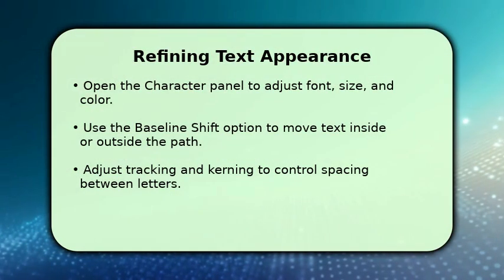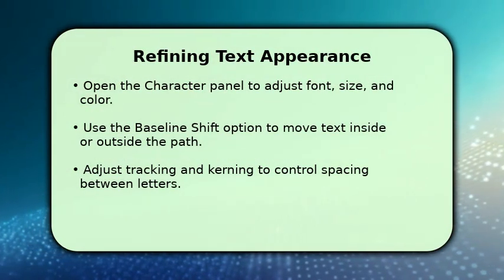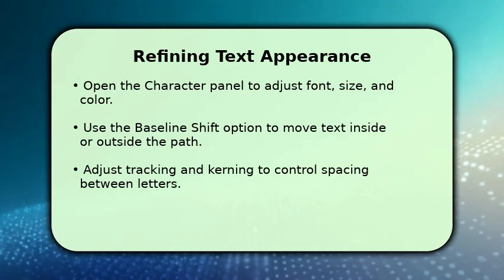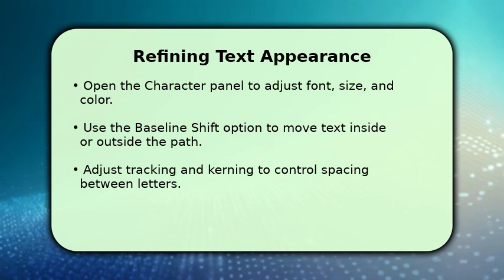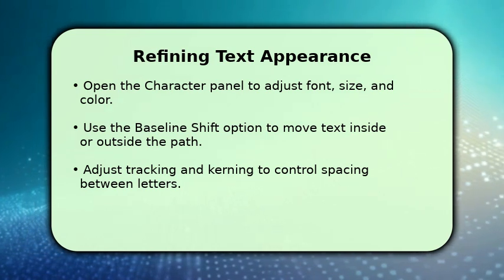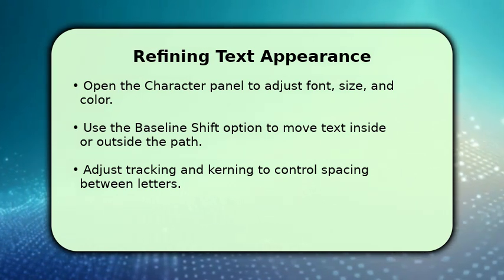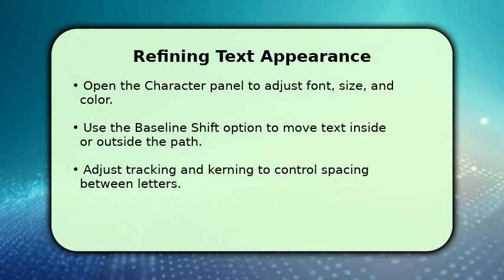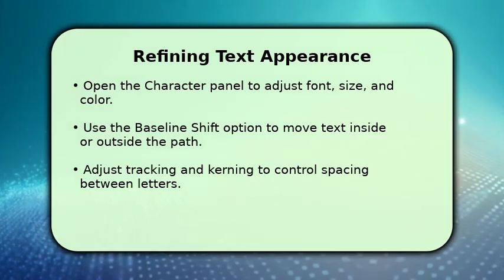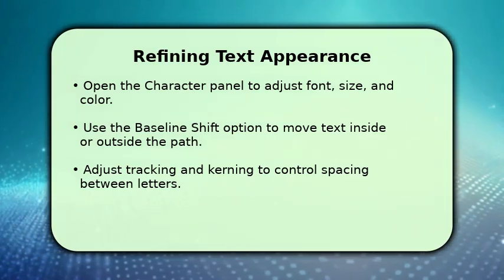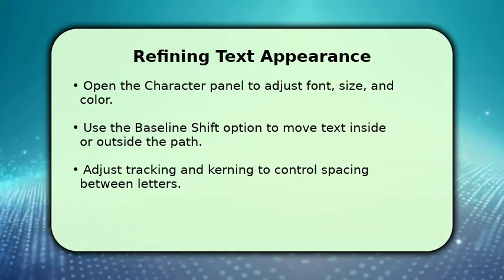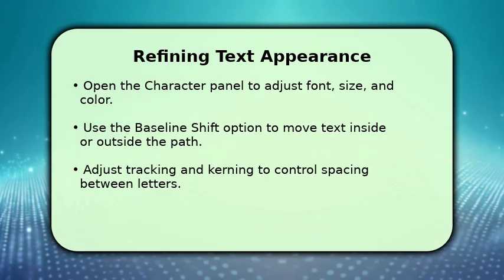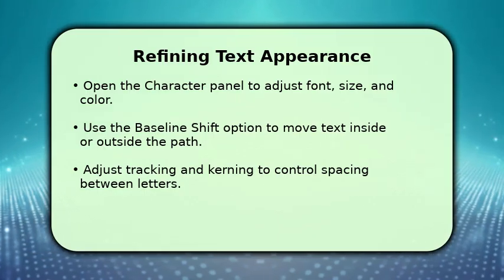With your text on the path, let's refine its appearance. Open the Character panel to access various text options. Here, you can change the font style, size, and color to match your design. A crucial setting is Baseline Shift. Use it to move your text slightly above or below the path, effectively placing it inside or outside the circle. Also, adjust tracking and kerning to fine-tune the spacing between characters for optimal readability and aesthetic appeal.